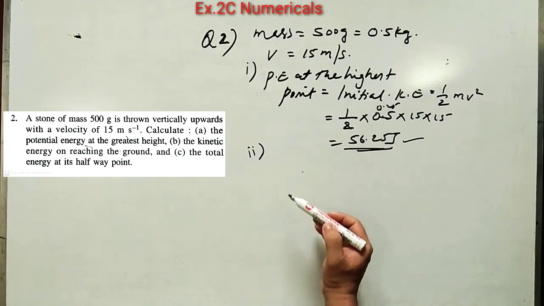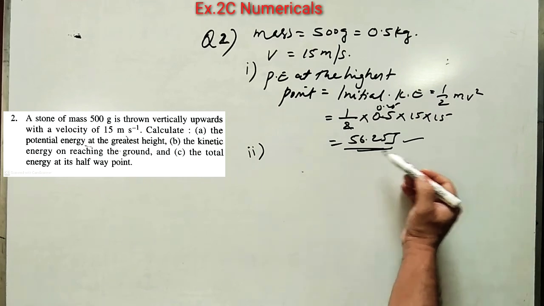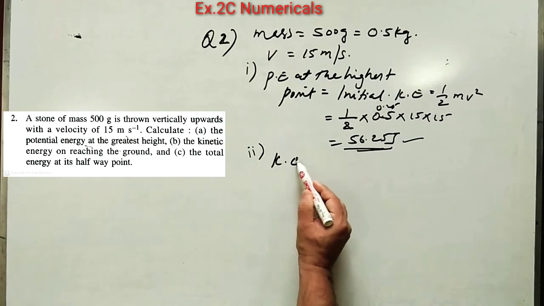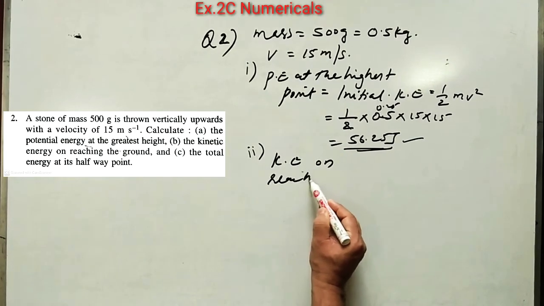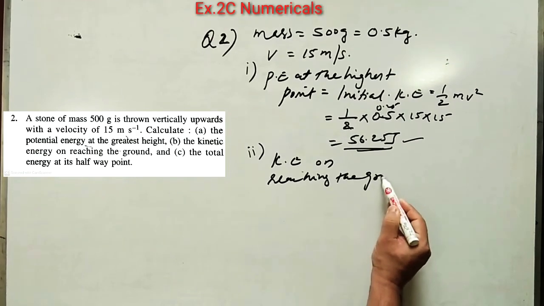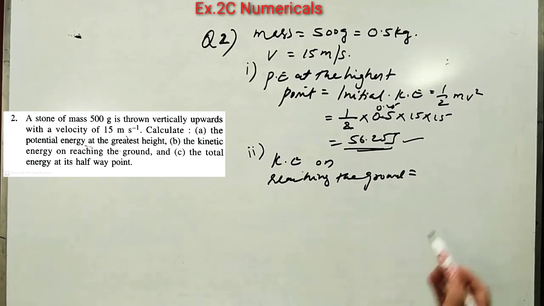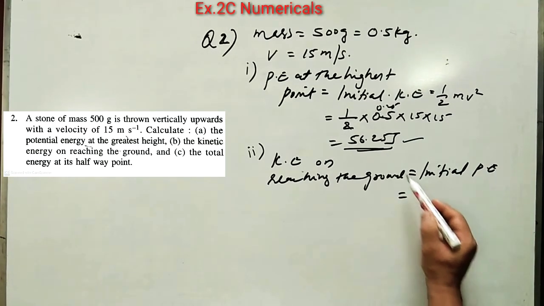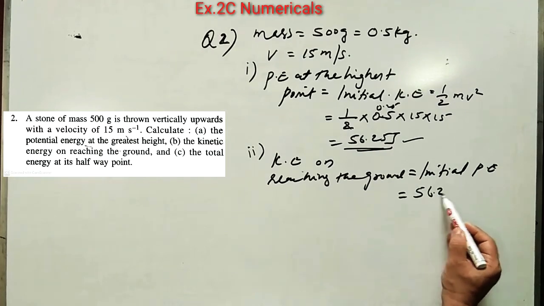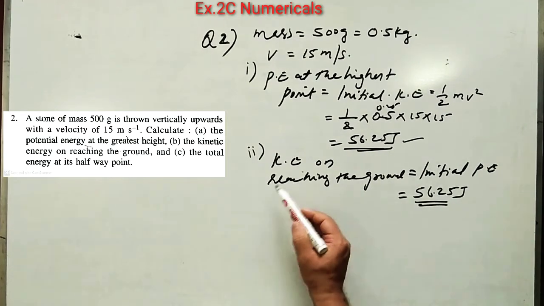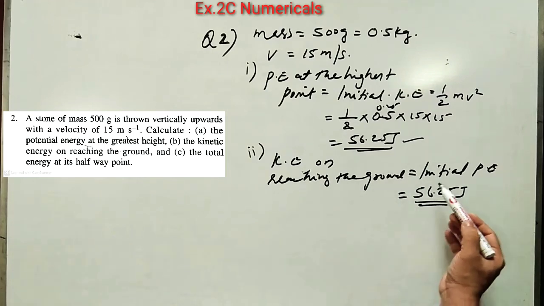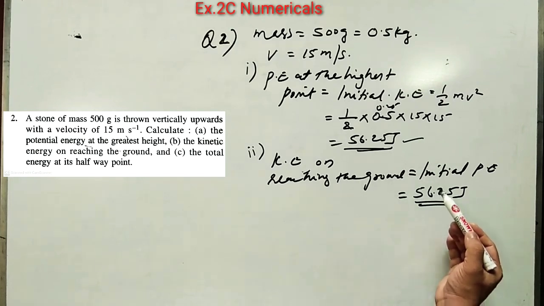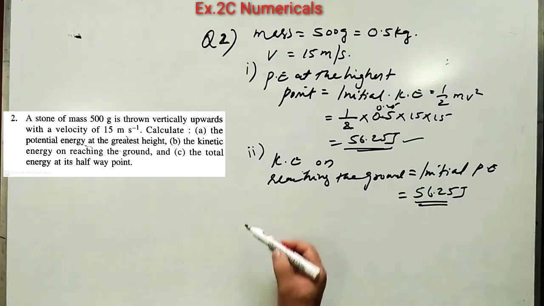Second part, the kinetic energy on reaching the ground. When the stone reaches the highest point, it rests for a while and starts coming back. So the kinetic energy on reaching the ground is equal to initial potential energy. What is initial potential energy? 56.25 joule. So the kinetic energy on reaching the ground will be equal to the initial potential energy, according to conservation of energy: energy can neither be created nor be destroyed.